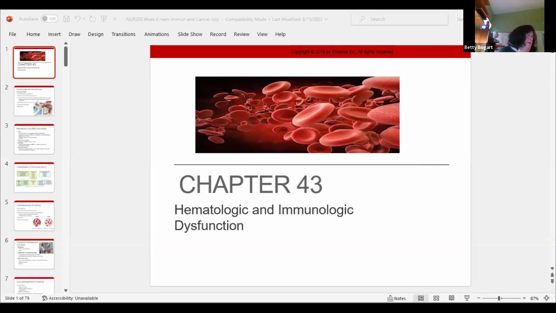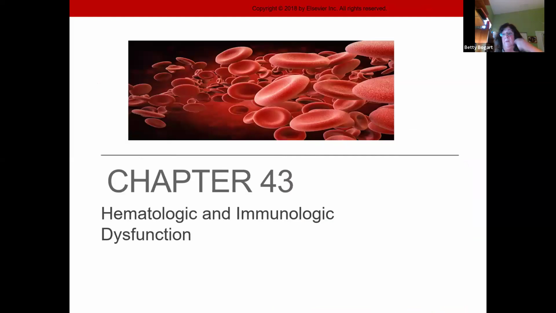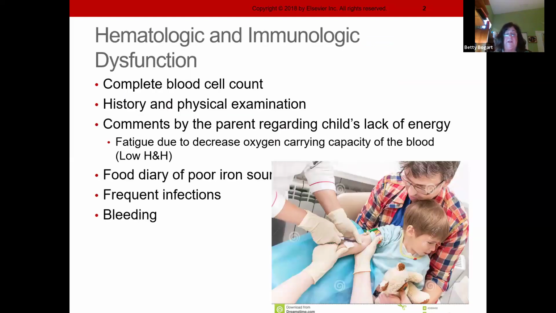All right, let's go ahead and start with this week. What are we doing this week? We are going over the child with hematologic, immunologic dysfunction, and we're going to go into some cancer. We know that in cerebral, we're going to have even more cancers, but right now we're going to go over the lymph system type things. All right, so chapter 43.